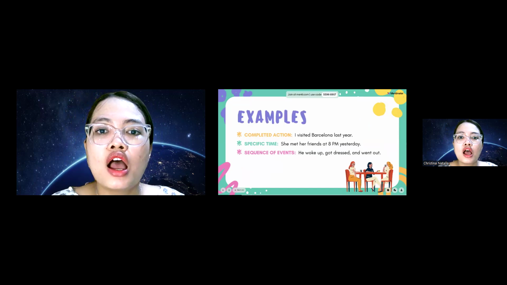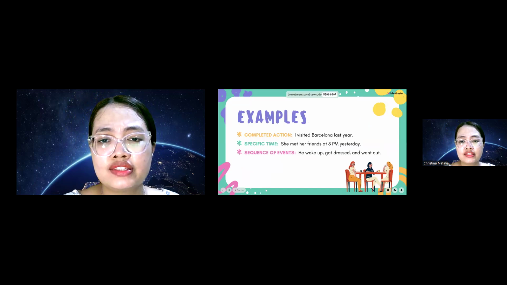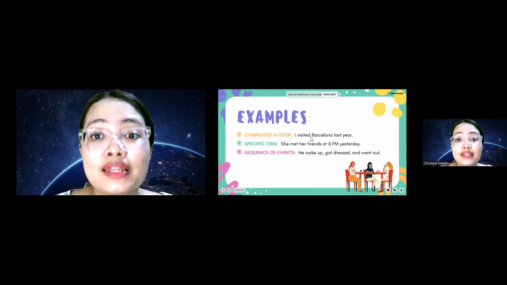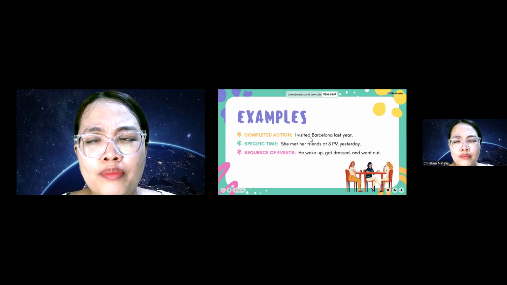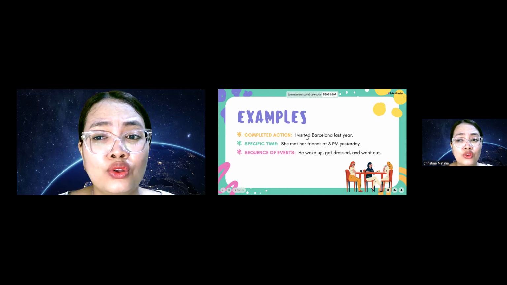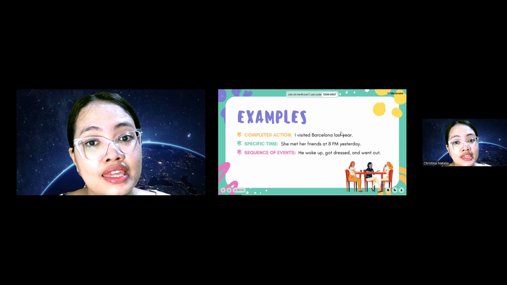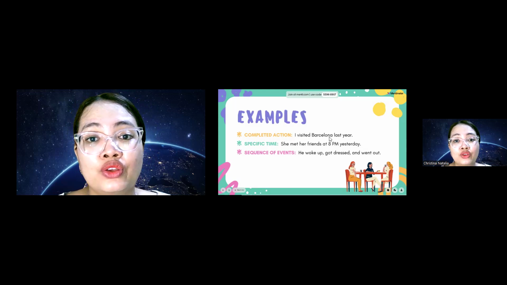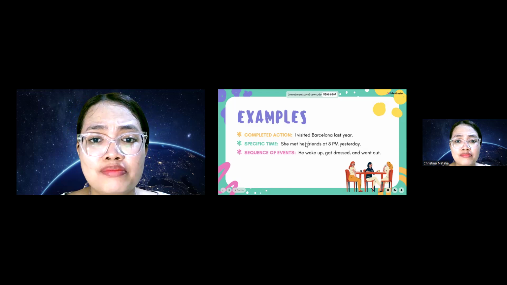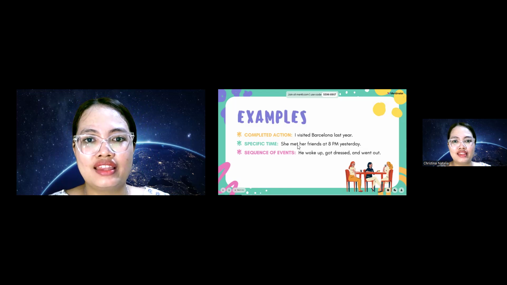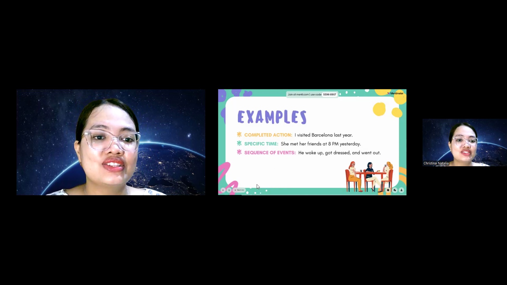For the first example: I visited Barcelona last year. Please look at this sentence. In here, we can imagine that this is not verb one, right? And the time expression is not future or right now, like today. This is different from simple present tense and continuous tense. The second one is: she met her friends at 8 p.m. yesterday. Remember, yesterday, not visit, but visited.